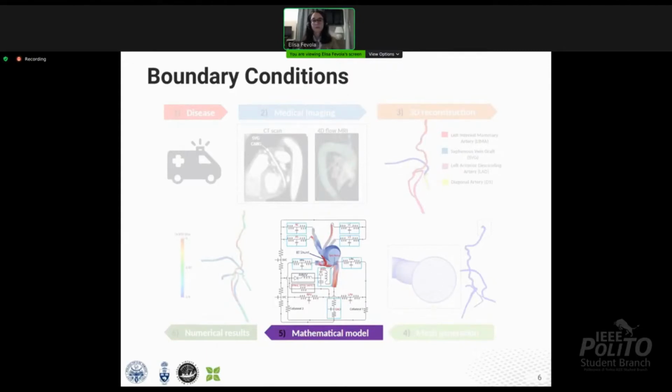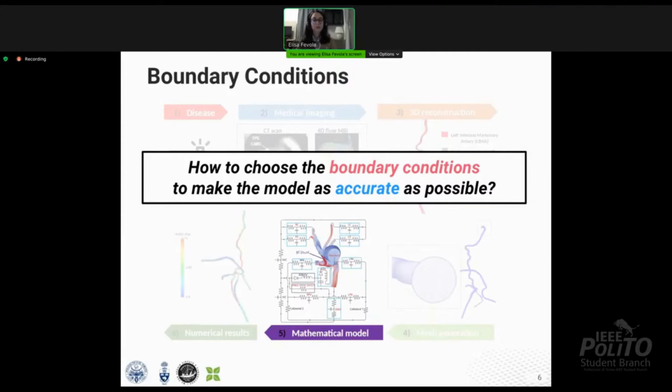However, this phase of setting the boundary conditions is crucial and also really delicate, because if boundary conditions are not set properly, they have a huge influence on the results of our model, and they can screw up our entire simulation. So our results are not accurate at all. So what we're trying to address is how to choose the best boundary conditions that make our cardiovascular model as accurate as possible.